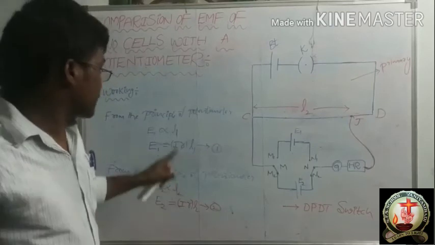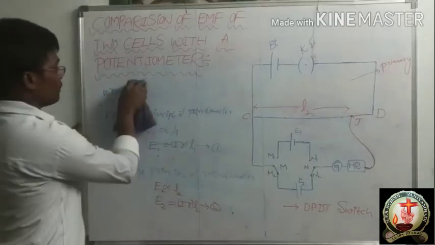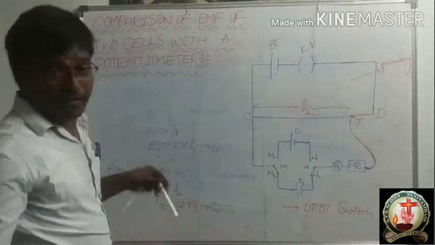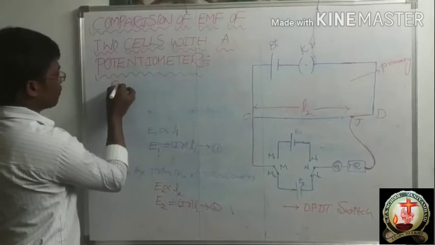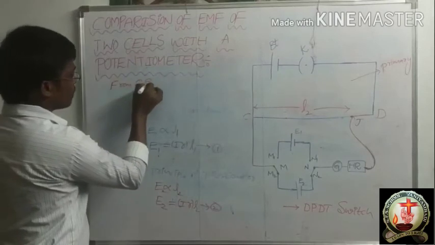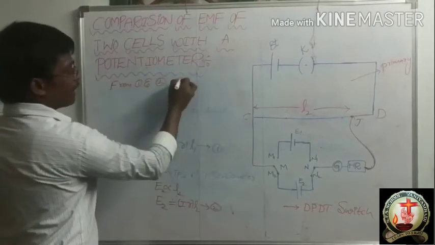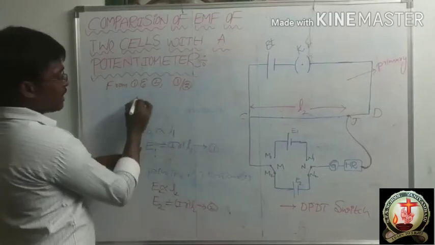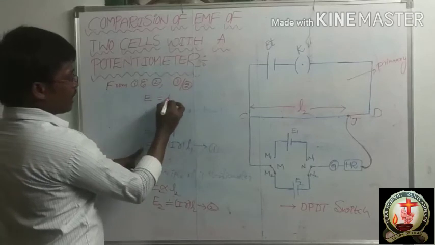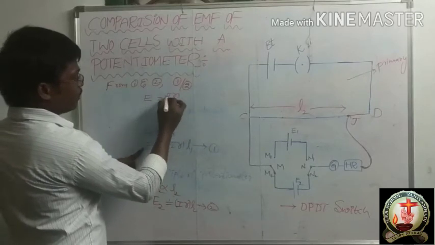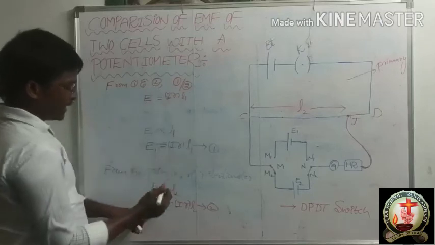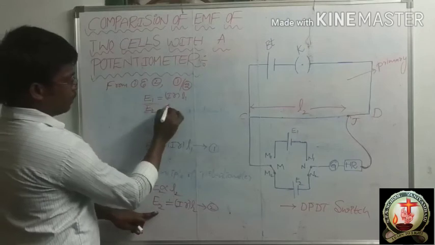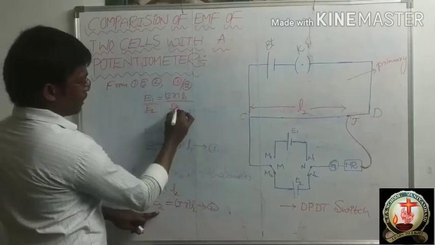Okay, so this is equation 1 and this is equation 2. Now from equations 1 and 2, I am writing 1 divided by 2. Based on equation 1, E1 is equal to IR into L1. The second equation is E2 equals IR into L2.